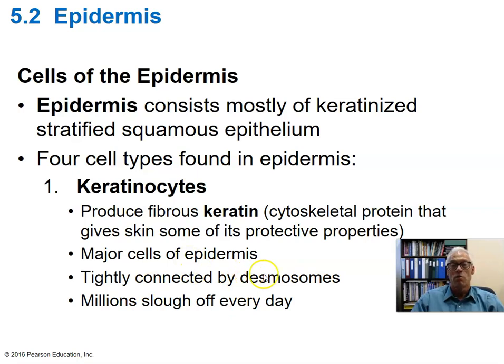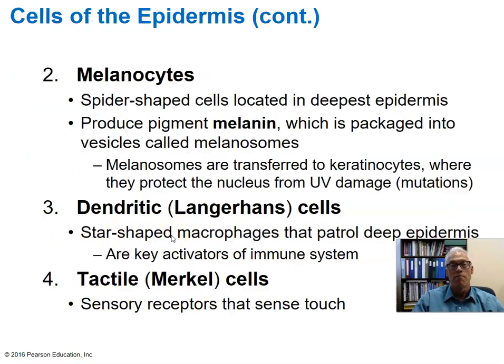Keratinocytes are tightly connected from cytoskeleton to cytoskeleton. The keratin filament cytoskeletons are connected by desmosomes, and yet they are programmed to slough off at a prescribed rate from the surface of the body to be replaced from beneath.